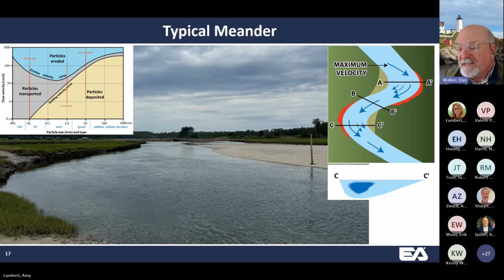Now, if this process continues through time, this loop is going to grow and grow and grow, and it's eventually going to create what we would refer to as an oxbow lake. Go ahead, next please.